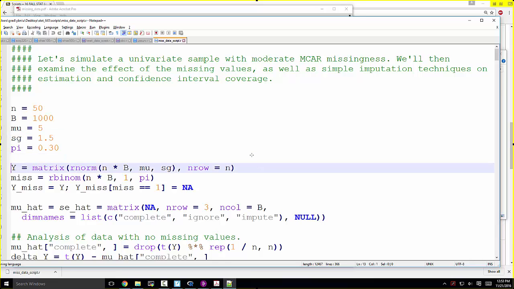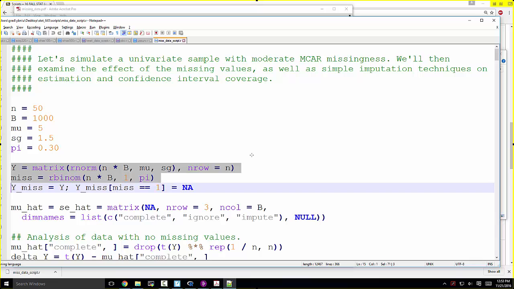Okay, so what I'm doing here is simulating data for all the simulations. I want a sample of size 50, but I want to simulate 1,000 samples. Capital Y here is going to be a 50 by 1,000 matrix. Give me 50,000 draws from a normal distribution with the chosen mean and chosen standard deviation from above.